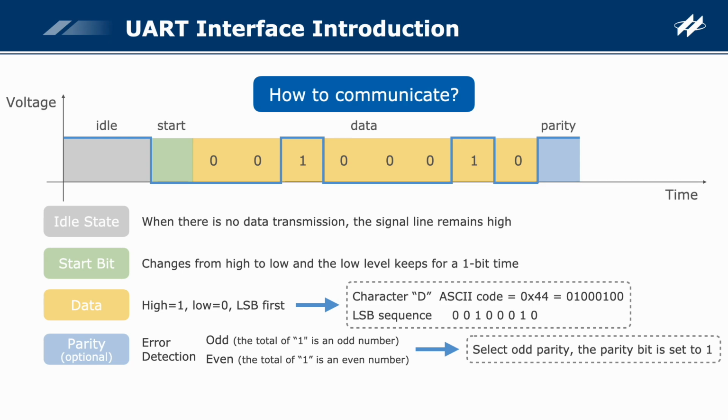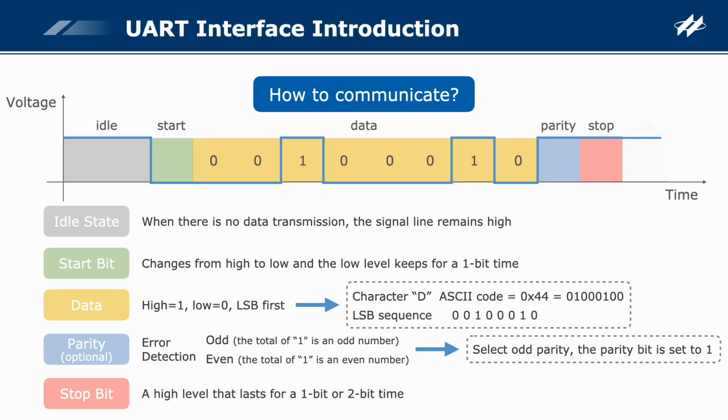Finally, there is a stop bit, which is usually a high level that lasts for a 1-bit or 2-bit time, and is used to notify the receiver that the data transfer is complete. Then the signal line returns to idle.